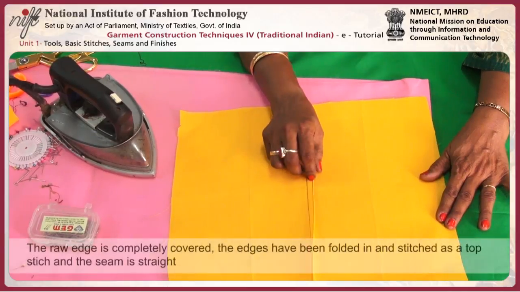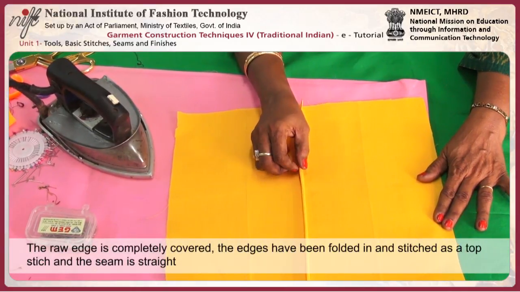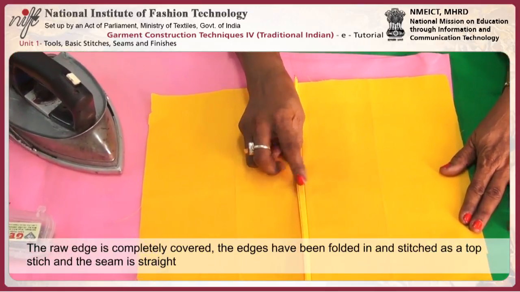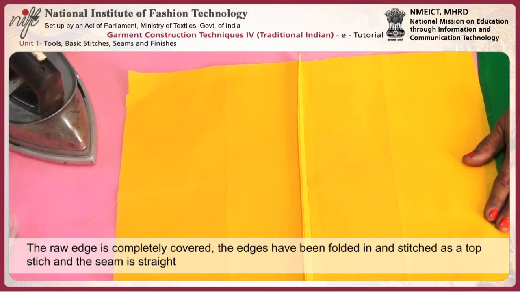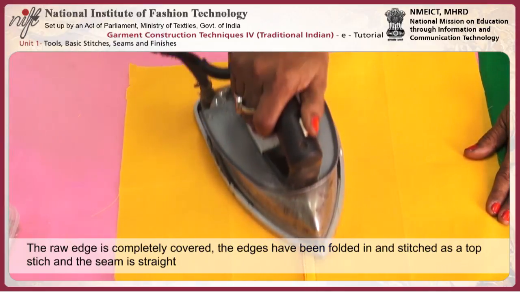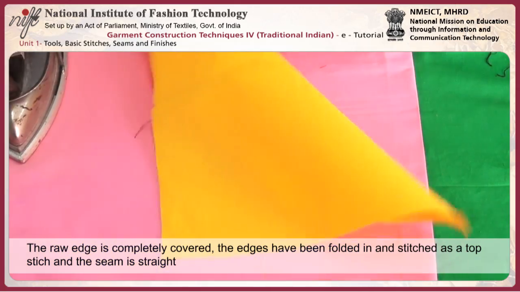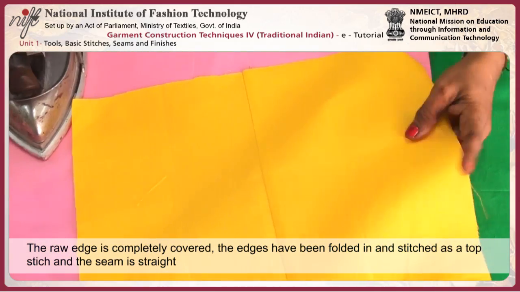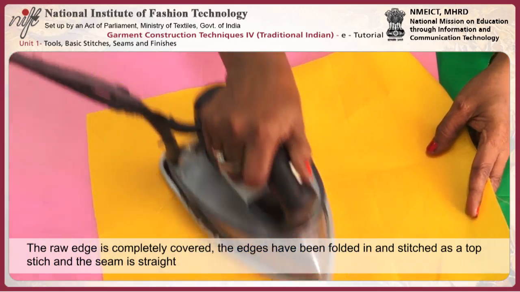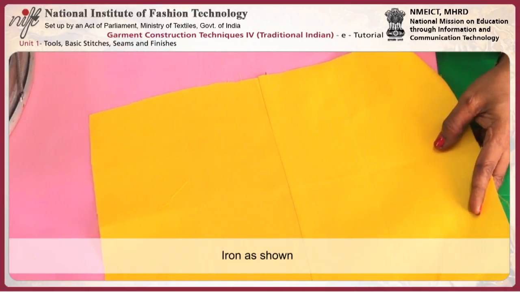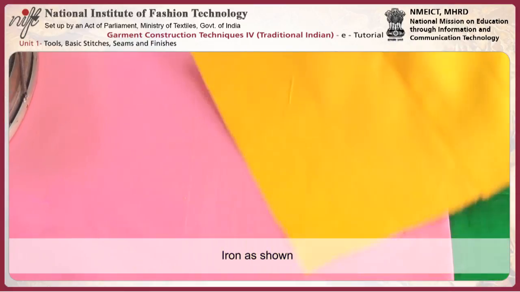So the raw edge is completely covered. The edges are also folded in and stitched as a top stitch, and the seam is also straight. Now you have to do the ironing. Press at once, press at the top by facing the seam to one side, and press on the right side also. This is called mock front seam.